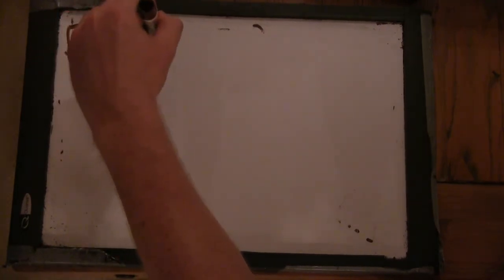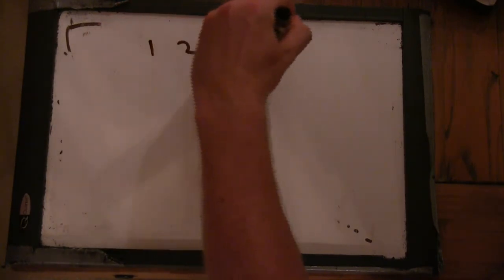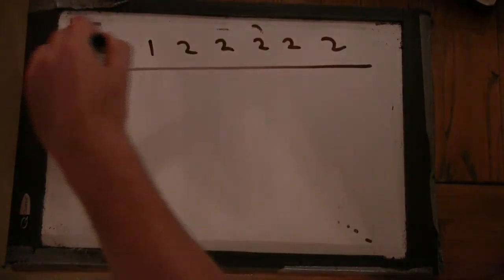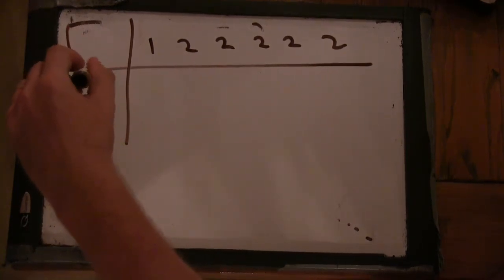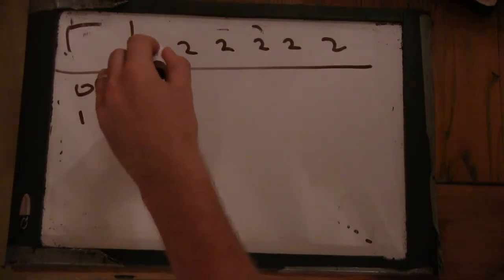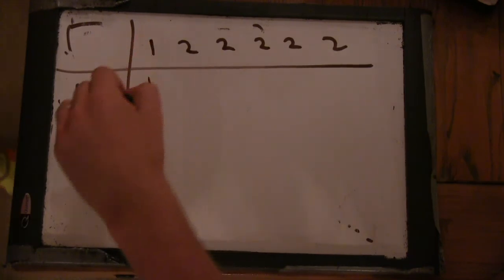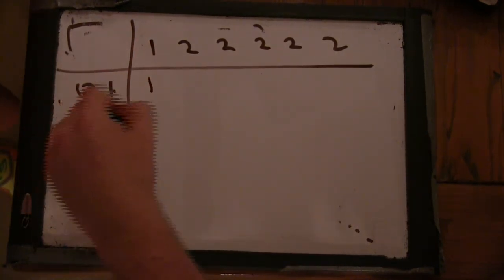Because there's a really easy way to get some great approximations to the square root of 2. So we do a neat little trick. 0, 1, 1, 0, and then we make our 1, 2, 2, 2, 2, 2. Another fun little thing from continued fractions. 0, 1, 1, 0. And we just multiply. 1 times 1 plus 0 is 1. 1 times 0 plus 1 is 1.